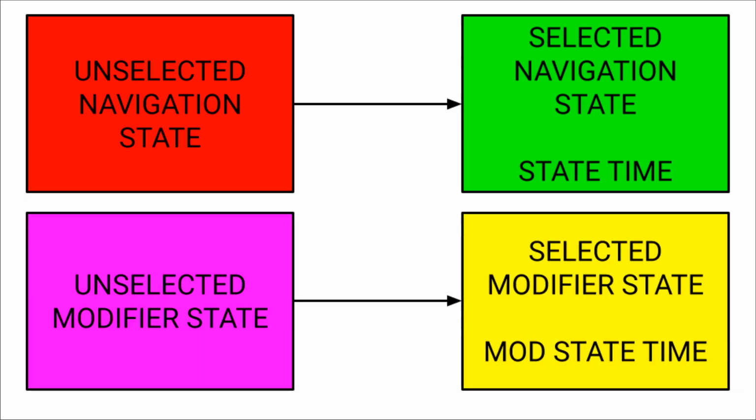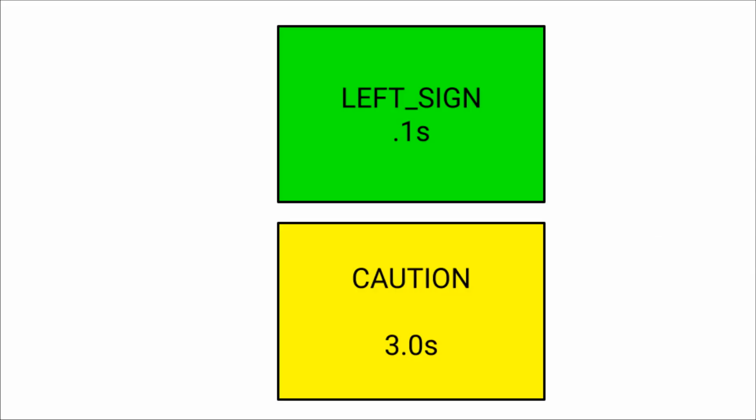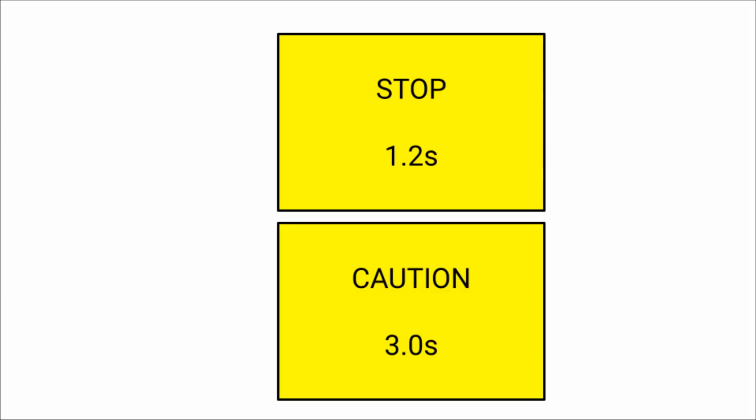A state will only have its state time beneath it if it is the currently selected state. This is because only one navigation or modifier state can be active at any given time. To be clear, a navigation state and a modifier state can both be active concurrently, but two or more modifiers or two or more navigation states could not. Alright, we've covered the left side of the screen, but what's going on here?